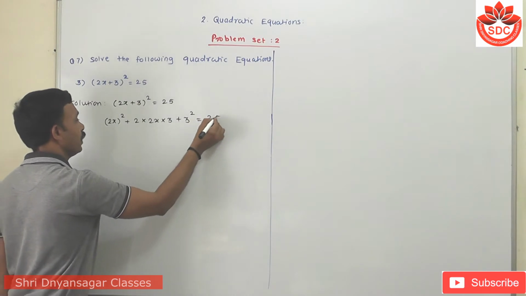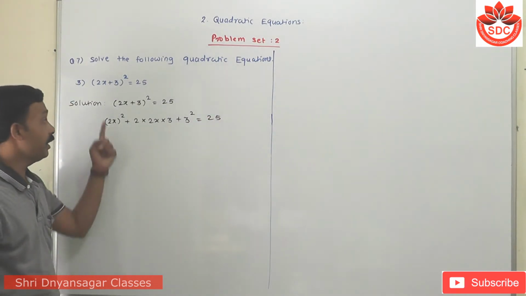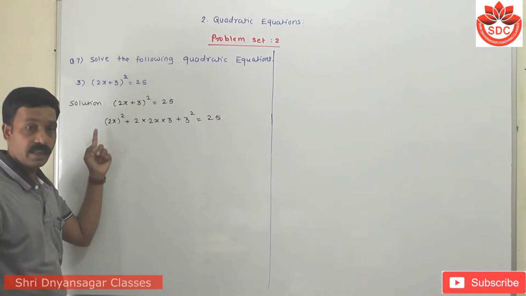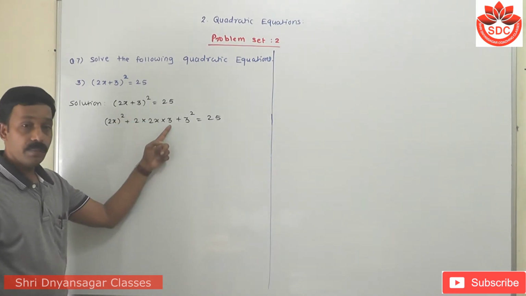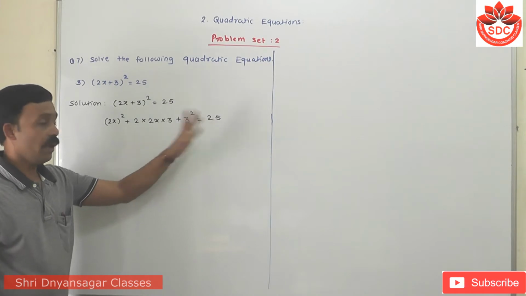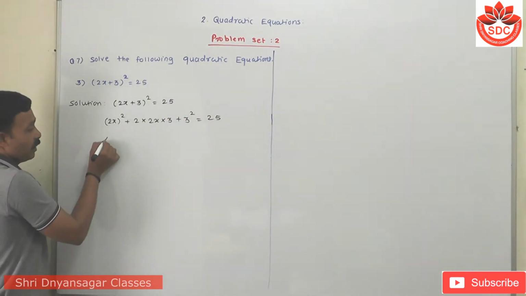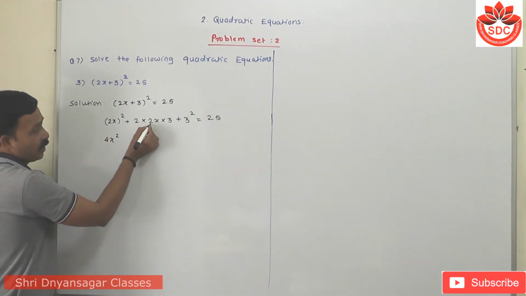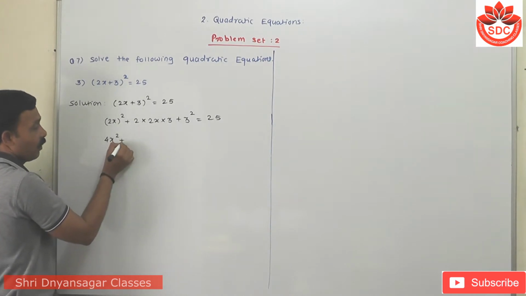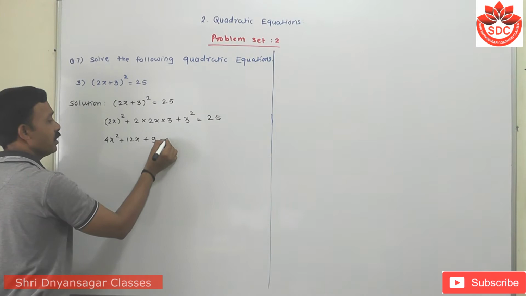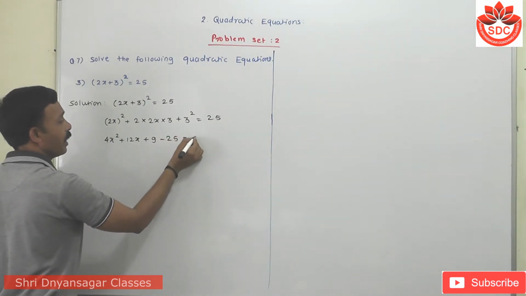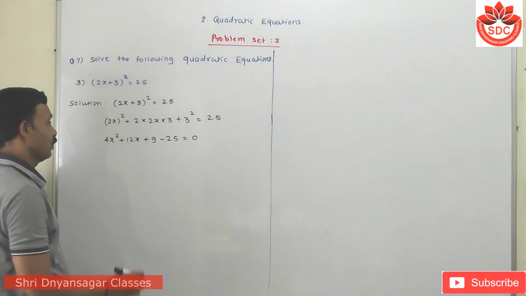is equal to 25. This means we use the identity (a plus b) square is a square plus 2 into a into b plus b square. This 25 as it is. Then the square of this is 4x square. This is 2 into 2x into 3, 4 threes are 12x, plus 9. Now I have to transpose this 25 to this side, convert as minus 25, is equal to 0.